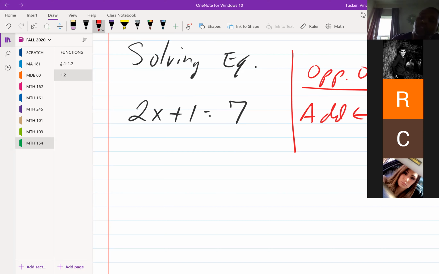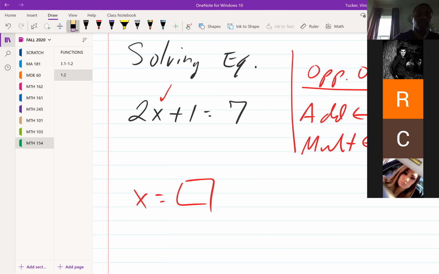Addition and subtraction are opposite operations. Multiplication and division are opposite operations. They undo what the other one does. You want to solve for x. That means you want to have x equal to whatever number that we have. That means you need to get x by itself.